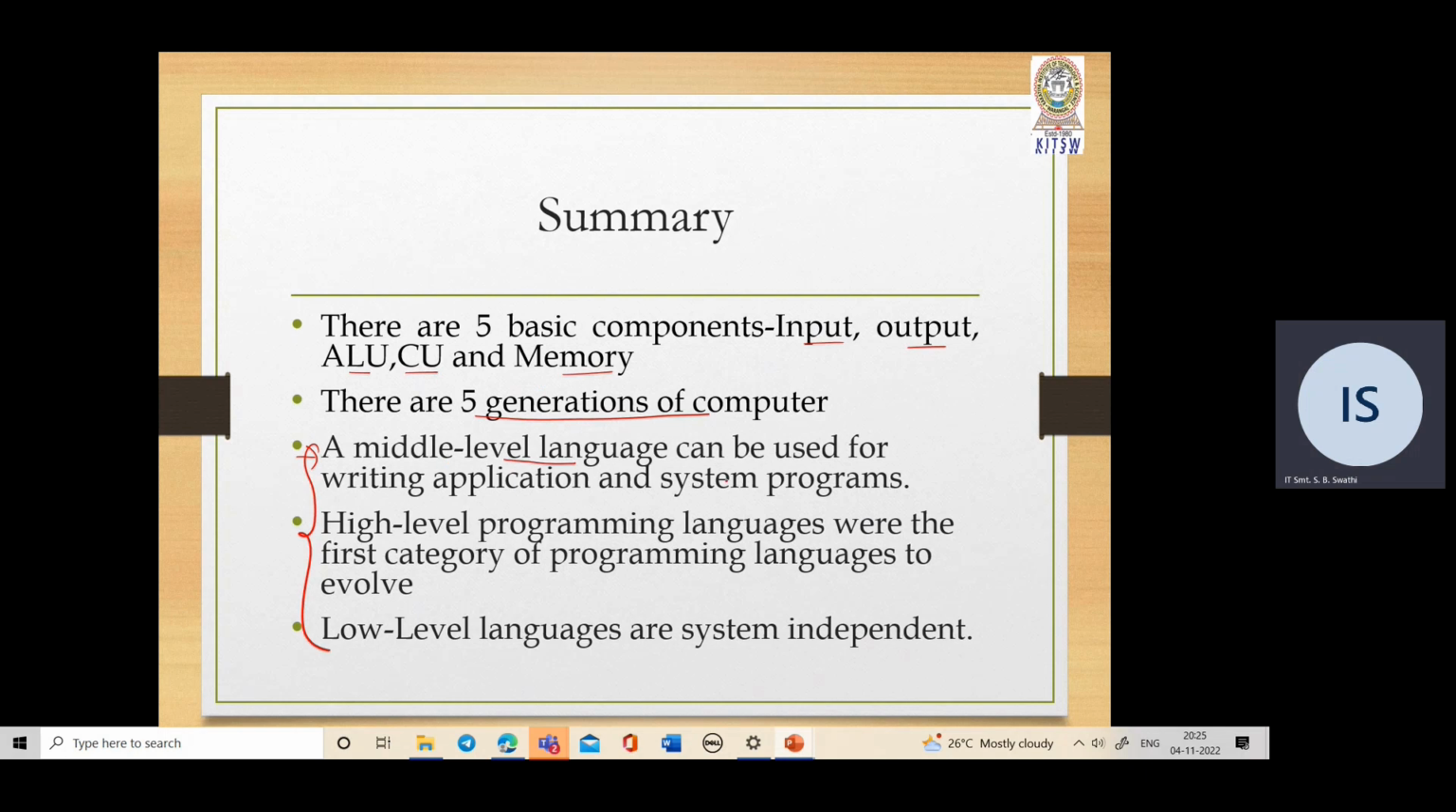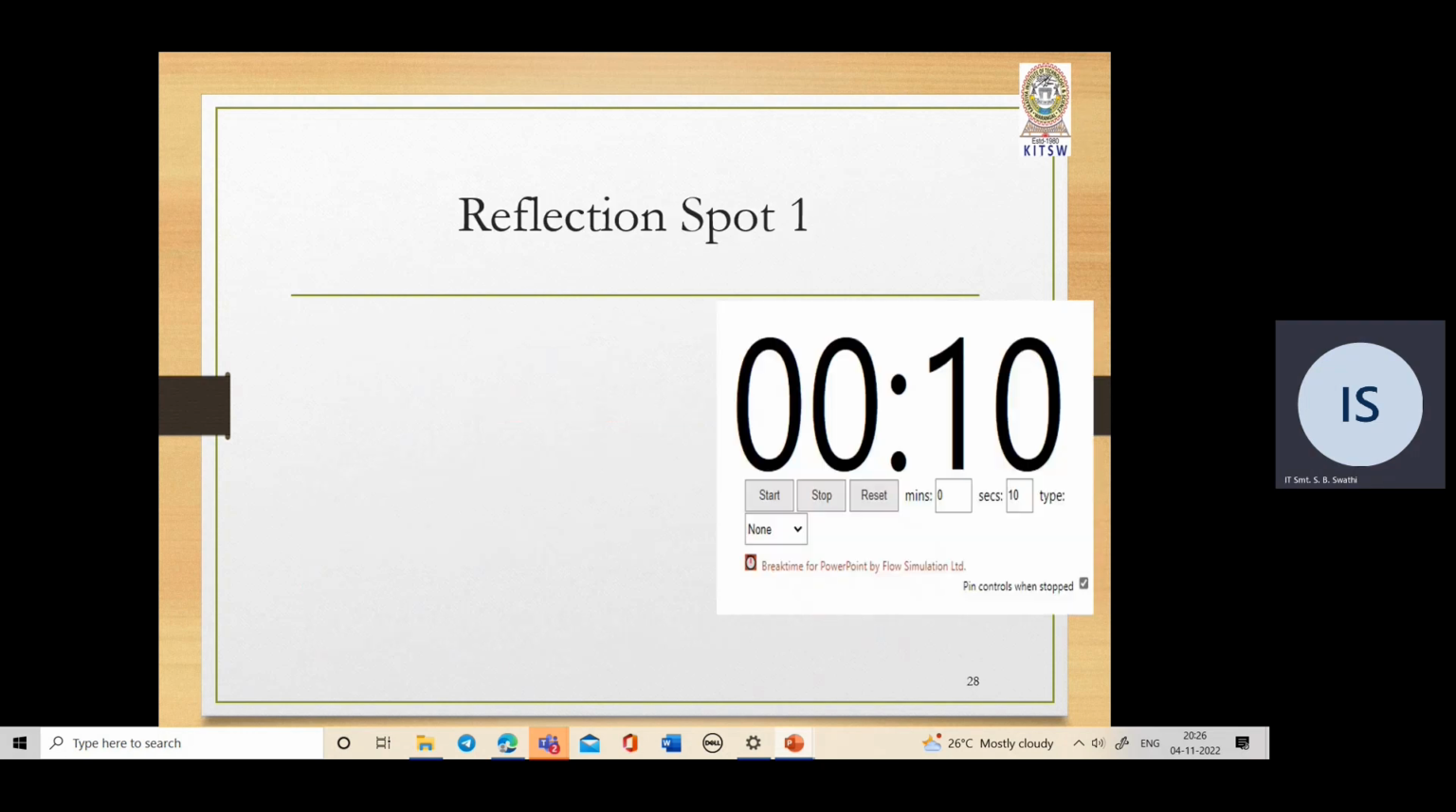Middle level languages are the programming languages which help you to write the applications as well as system programs. High level programming languages are the programming languages which help you to write only the applications, and then low level languages. Normally assembly level languages are called low level languages.